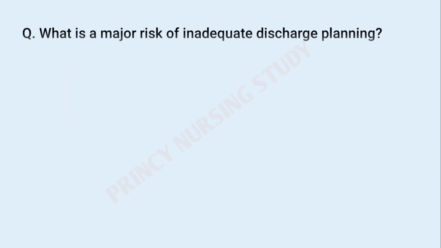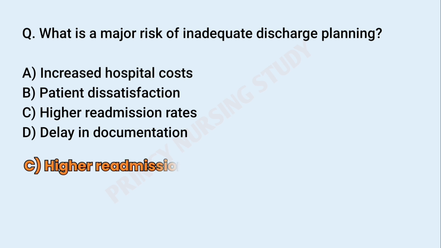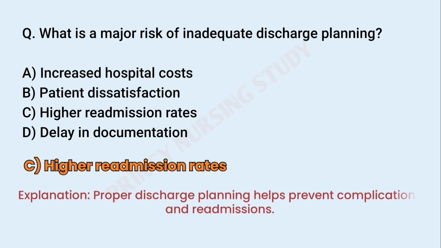Next question: what is a major risk of inadequate discharge planning? Correct answer is C. Higher readmission rates. Proper discharge planning helps prevent complications and readmissions.